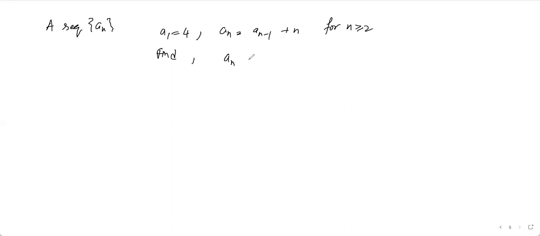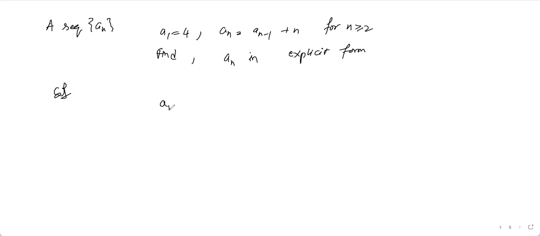Let us look at one more example. A sequence an is defined recursively: a1 is 4 and an is an minus 1 plus n for n greater than or equal to 2. Let us find an in explicit form. Let us look at the solution for this.